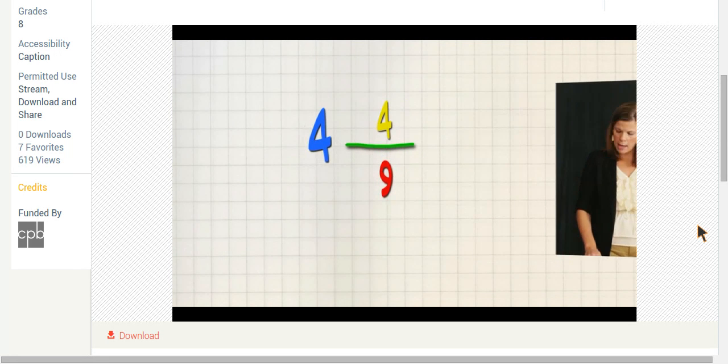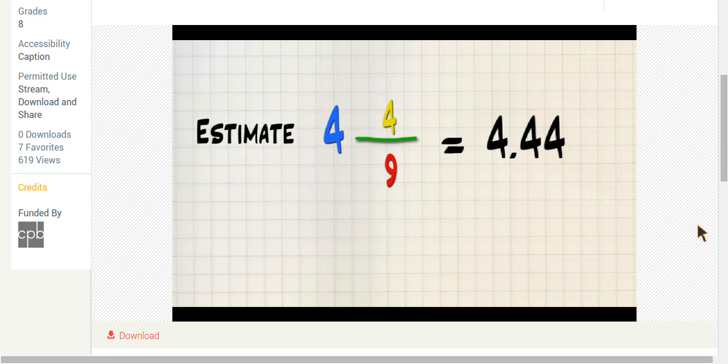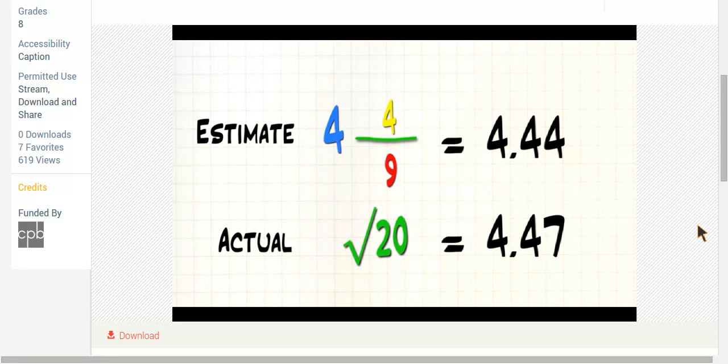And we can check this on a calculator. I get about 4 and 47 hundredths. So it's a pretty close approximation and much more precise than just saying between 4 and 5.